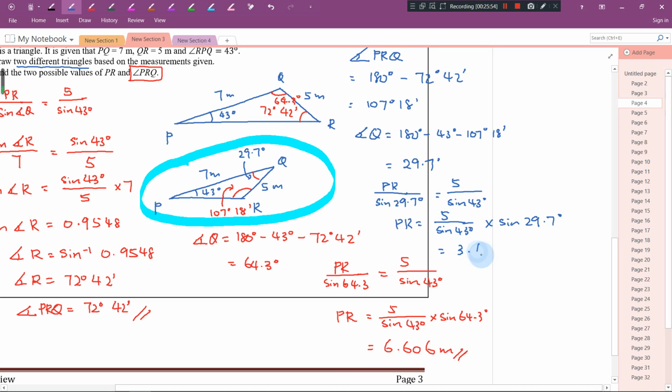Okay, 3.632 meters. So we actually have two possible values of PR. One of them is 6.606, which is for this longer one, and the other is 3.632, the shorter one. And we have two possible values for angle PRQ as well. One of them is the smaller one, acute angle, 72 degree, 42 minutes. And another one is the bigger one, obtuse angle, 107 degree, 18 minutes.